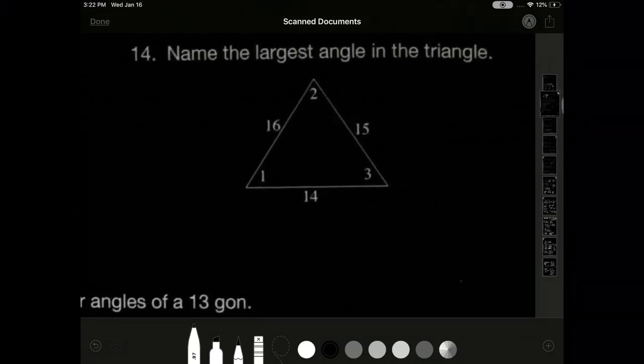In 14, we want to name the largest angle in the triangle. And the largest angle is going to be opposite the longest side. So we have all of our side measurements. We have 14, 15, and 16. So 16 is the biggest number, which means opposite 16, angle 3, is our largest angle.